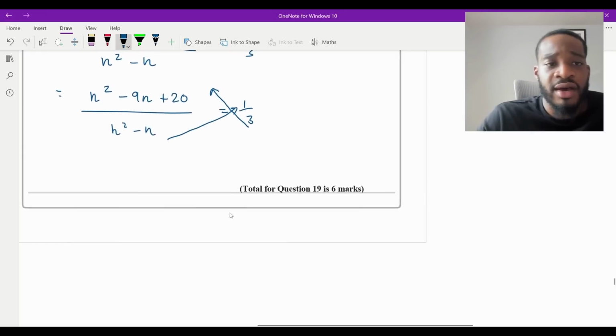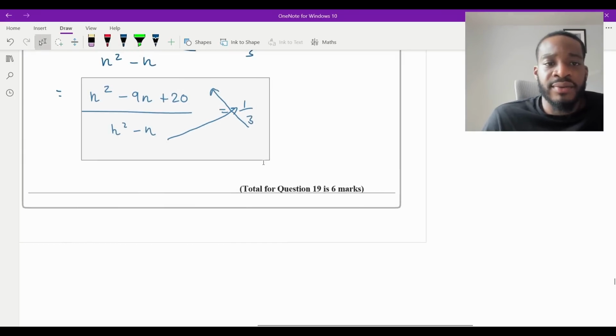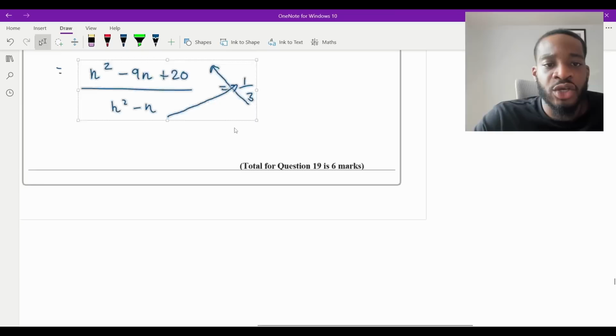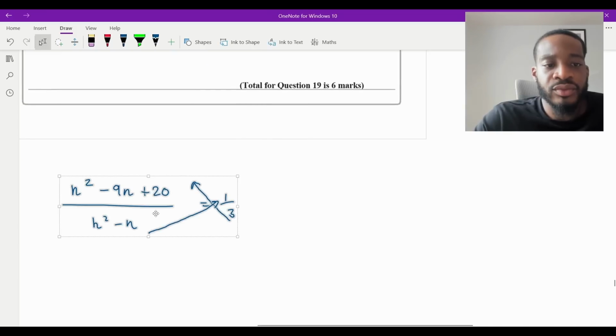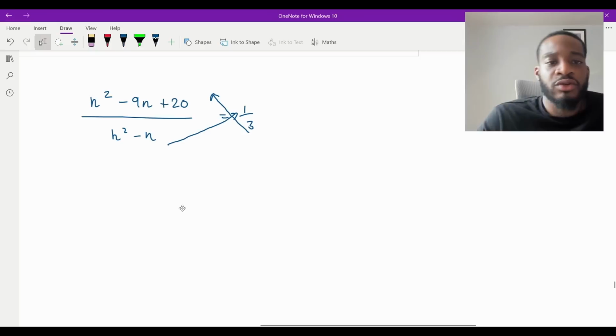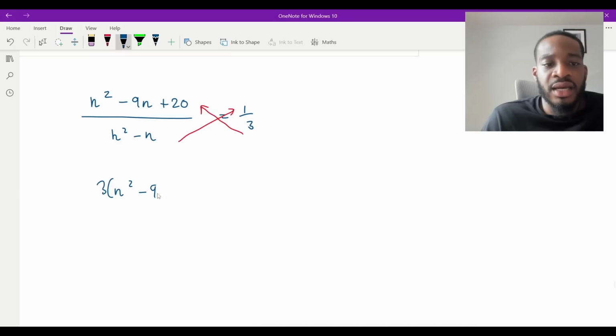So I'll just finish it off here. Let me just grab this here. And then we can continue. So we are here. Now, cross multiplying, that looks very nasty to be fair, doesn't it? Let me make it a bit neater. So we're just doing that times that. That's a bit better. So it's going to be 3 and then n squared minus 9n plus 20 is going to equal 1 and then n squared minus n.